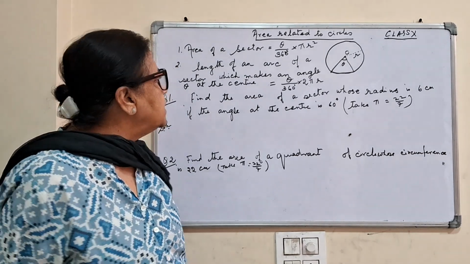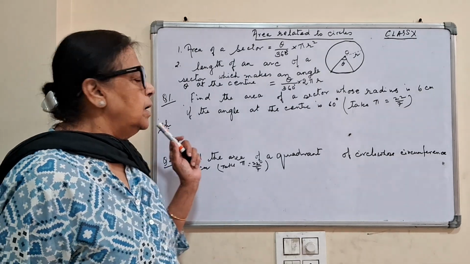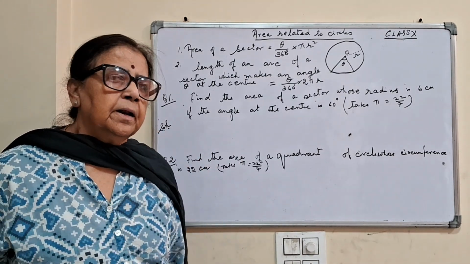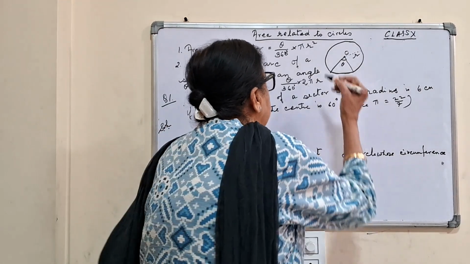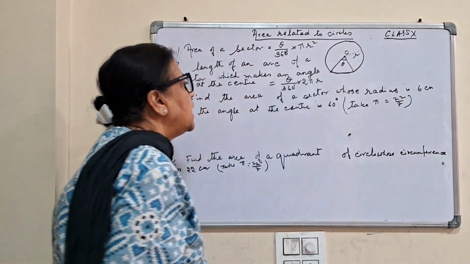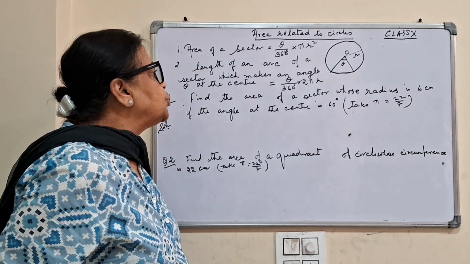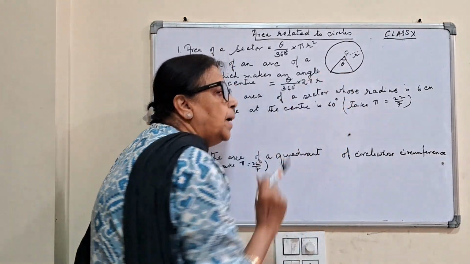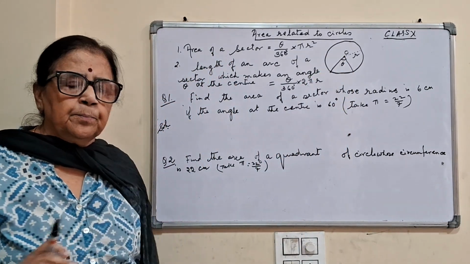Area of a sector of a circle. Sector means when two radii cut a circle into two parts. This is a major sector and this is the minor sector. Major means the bigger sector.